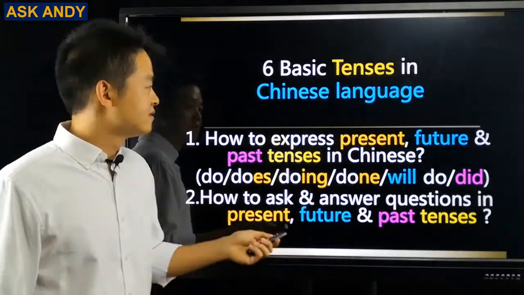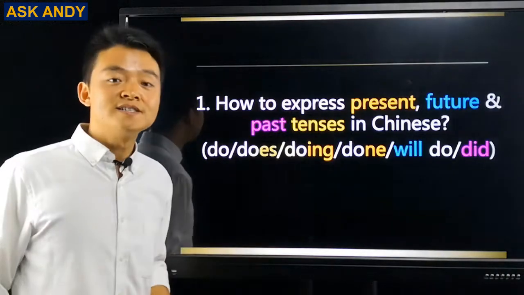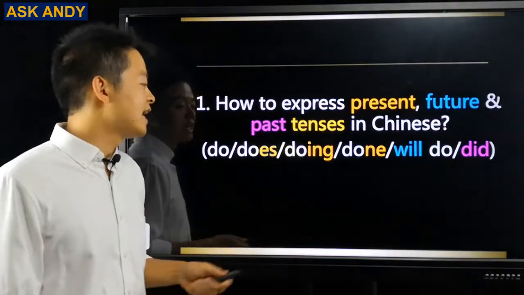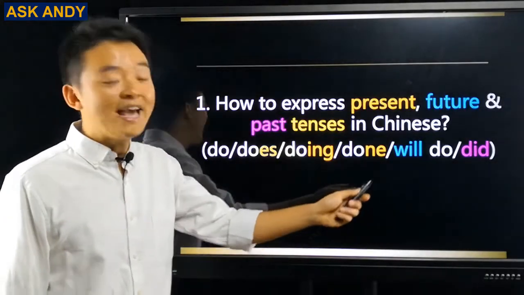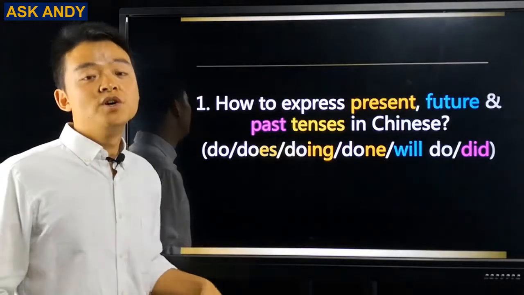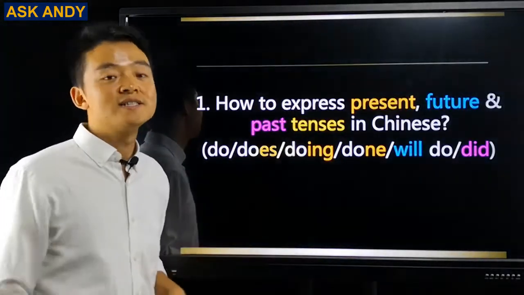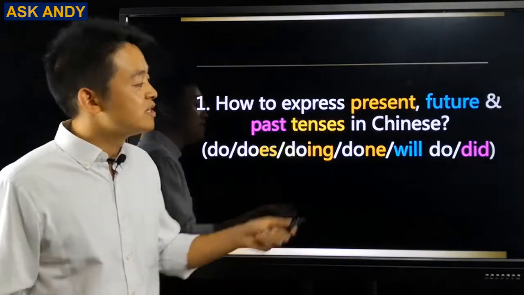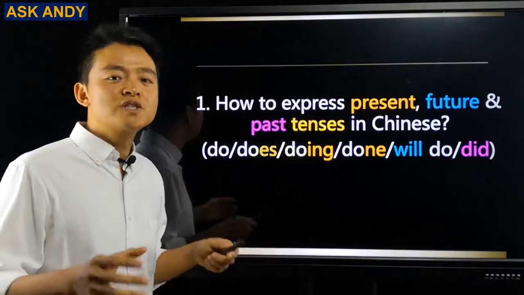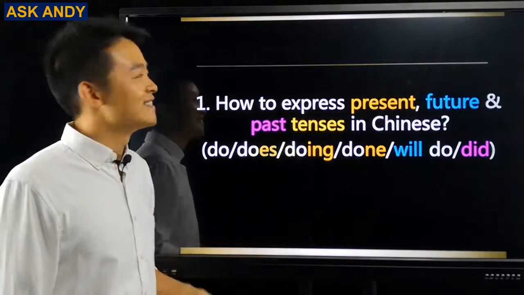Let's get into it. Question number 1, how to express present, future, and past tenses in Chinese. In English, we're going to conjugate verbs. We're going to have does, doing, done, and did, right? But in Chinese, we don't conjugate the verbs. We have our own ways to express present, future, and past tenses. You may ask, why did I put did in the end? Because the past tense in Chinese is the most complicated one. Let's do it one by one.